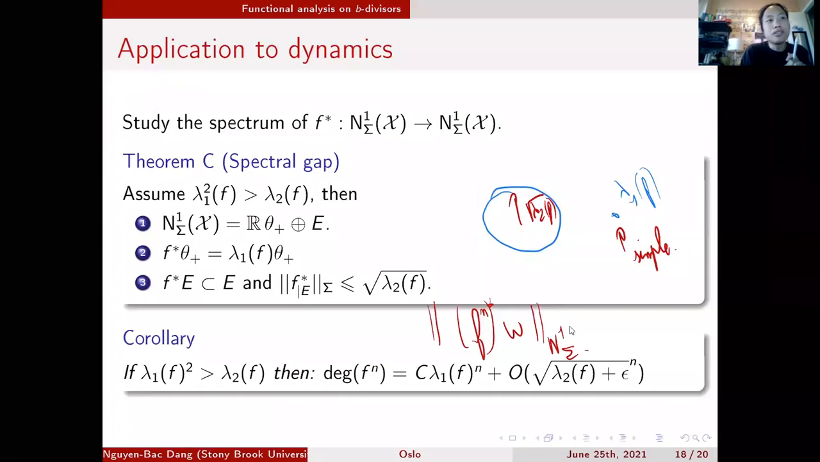Well, first you also have to construct an eigenvector. So it's not easy to construct such an eigenvector in general, and you need to have some good compactness properties. So I didn't say this here, but okay.